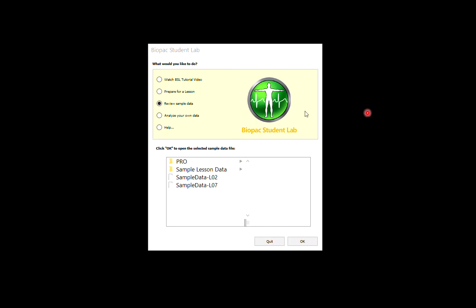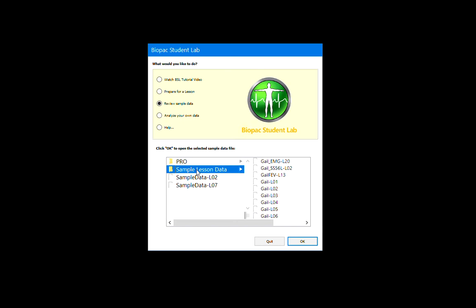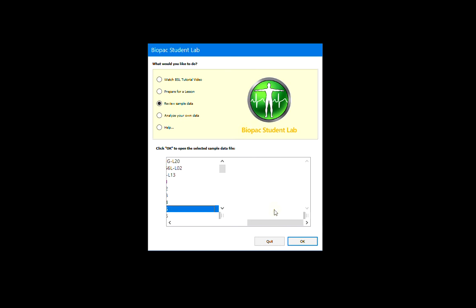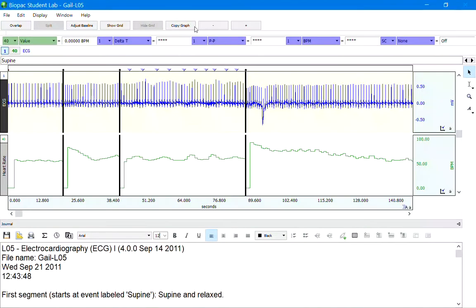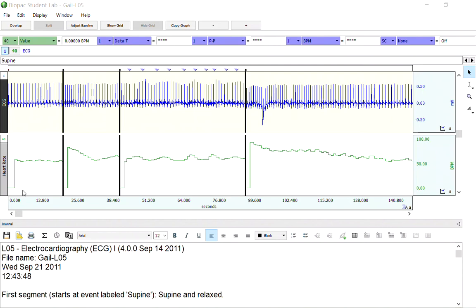Okay, let's take a look at some sample data. We'll open up our BSL software and we'll look at lesson 5. Do make sure you look to see which person's data you're going to analyze. I'll go ahead and open up here Gale lesson 5 as an example. Once you have the Biopac BSL software loaded, you'll have your data that shows up on the screen. There are a couple of tasks that you need to complete today.